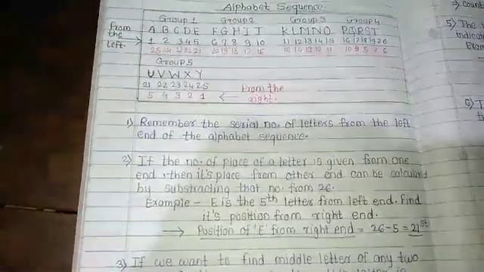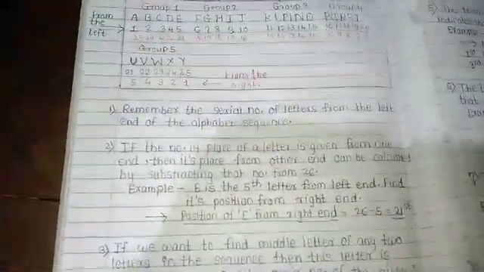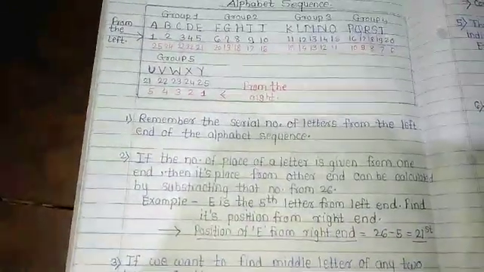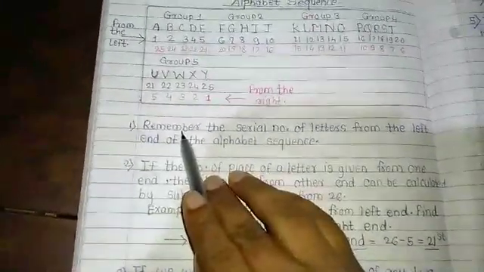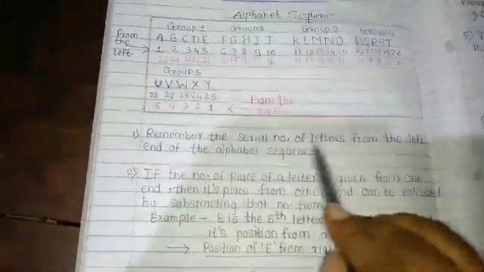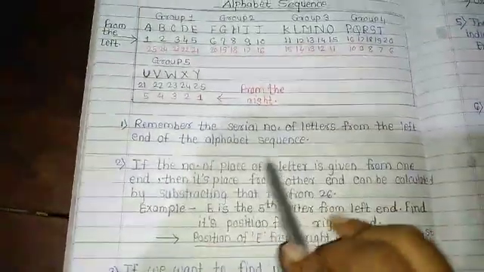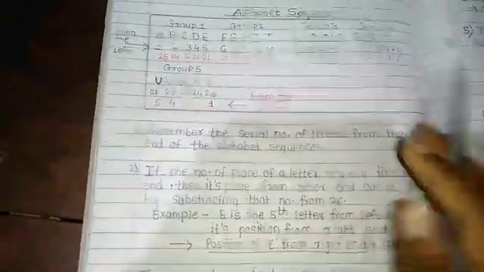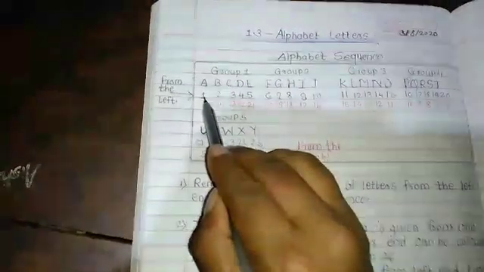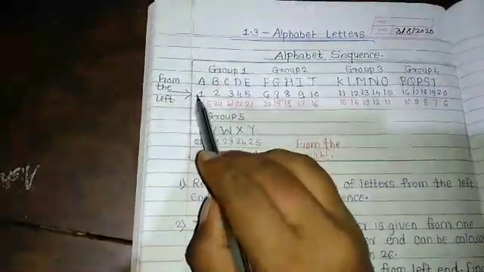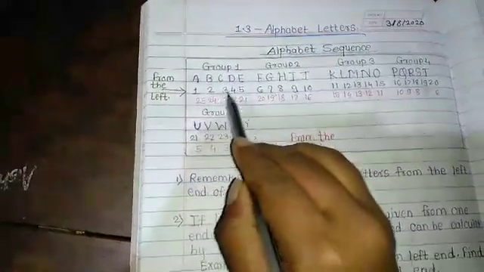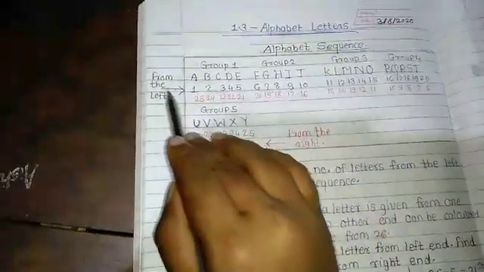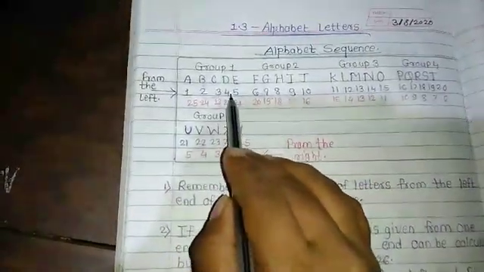While solving the questions, we have to remember 7 things which are very important. The first important thing is to remember the serial number of the letters from the left end of the alphabet sequence. When we are reading, we start from the left, and the first letter is A. So we have to remember these serial numbers from the left side, 1, 2, 3, which are shown in blue color.